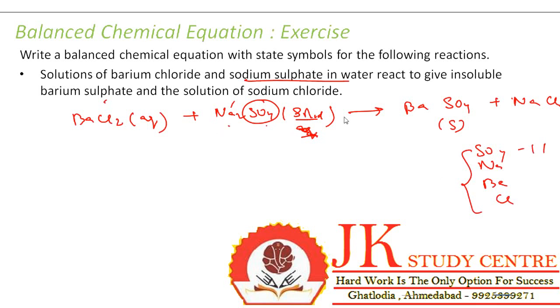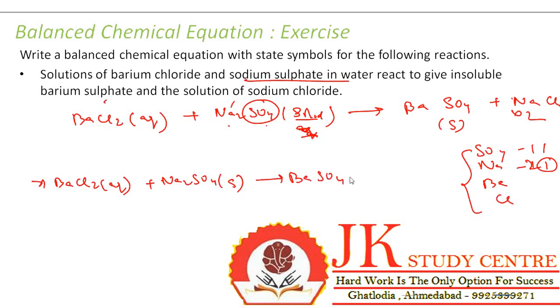SO4 is 1 here, already balanced. Sodium is 2 here, 1 here, not balanced. So we'll balance this by multiplying it by 2. Let's see the equation now. The equation is BaCl2 aqueous with Na2SO4 solid, gives BaSO4 solid plus 2 NaCl, aqueous.